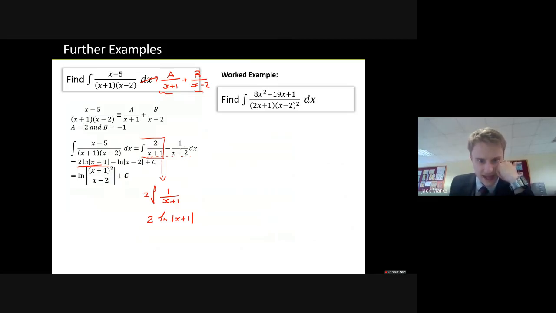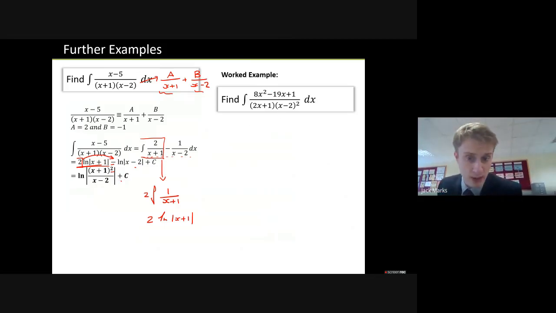The x minus 2, there's nothing really different there. Don't forget as well, if you have logs, anything in front of the log, a number there, you can move that as a power. So that has moved as a power. It's now to the power of 2. And then finally, we put them together using log rules, with the plus c.